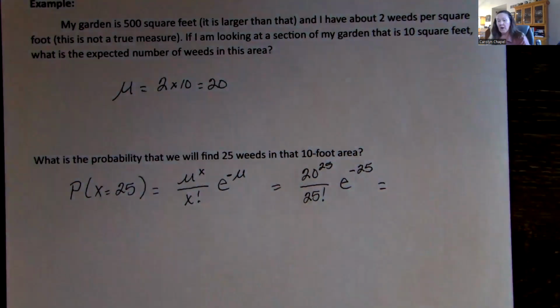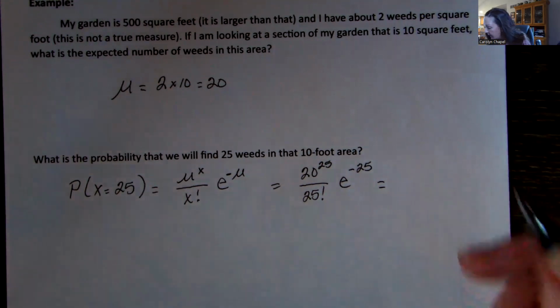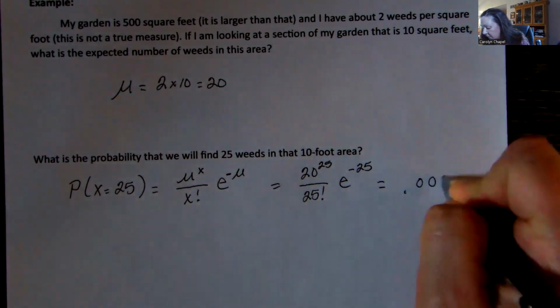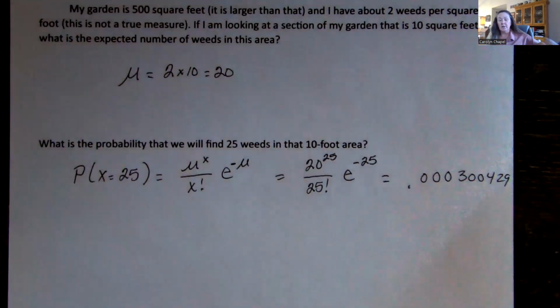And I can calculate this again on my calculator. I'm not going to actually show you the steps again, but I'm taking 20, raising it to the 25th power, and then dividing that by 25 factorial. And then I'm going to multiply that by e to the negative 20. And I come up with 0.000300429 if I read all the digits on my calculator.